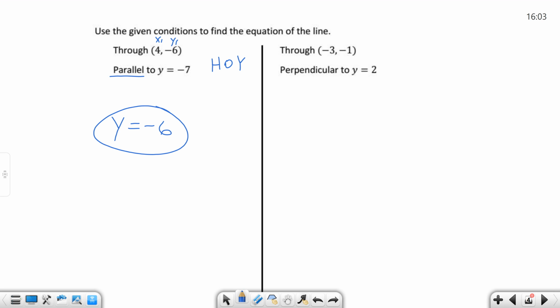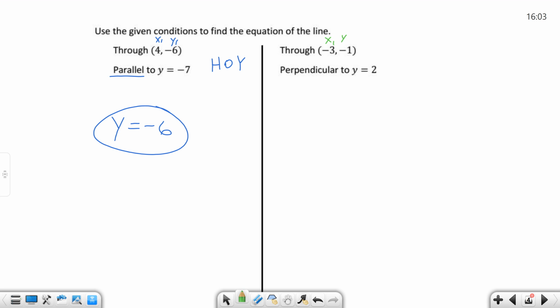So we didn't need the whole formula here. I guess you could have plugged it in, but when you get an undefined slope, that makes it more complicated to plug it in. You need to remember y equals is horizontal, x equals is vertical. So if I have a y equals line and I want to be parallel, I have to stay at y equals, and it's got to be y equals whatever the y value is of the point you go through. What about the next one?